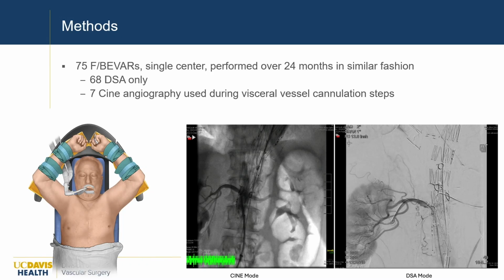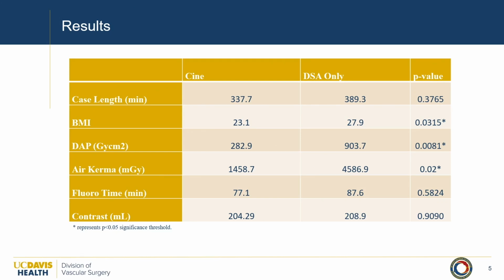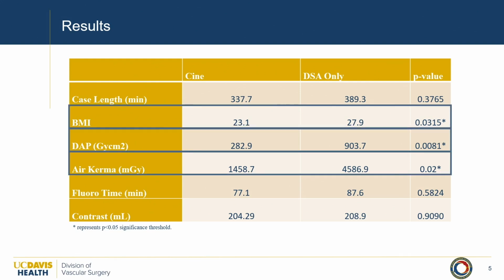Shown here is an example of the visibility in certain cases with Cine mode versus DSA. We analyzed the radiation doses, fluoro time, contrast use, and some of the patient demographics. A similar case length was seen between the DSA and Cine groups. There was a significant reduction in overall radiation as measured by the dose area product and the air kerma, with similar fluoroscopy times. When comparing demographics, the average BMI in the Cine mode patients was significantly lower, 23.1 compared to 27.9 in the DSA only.